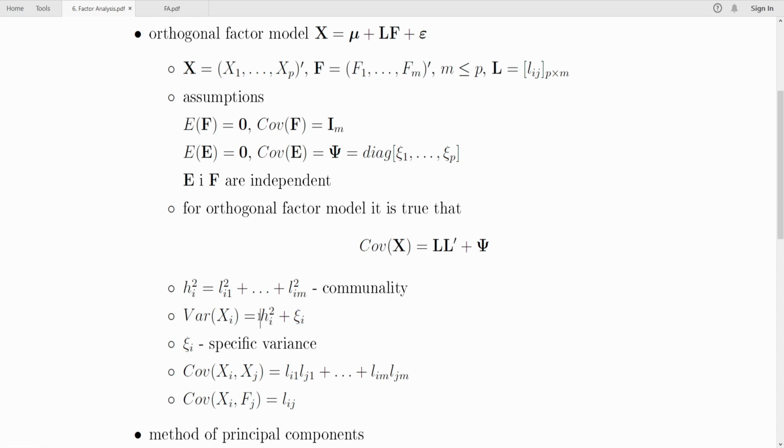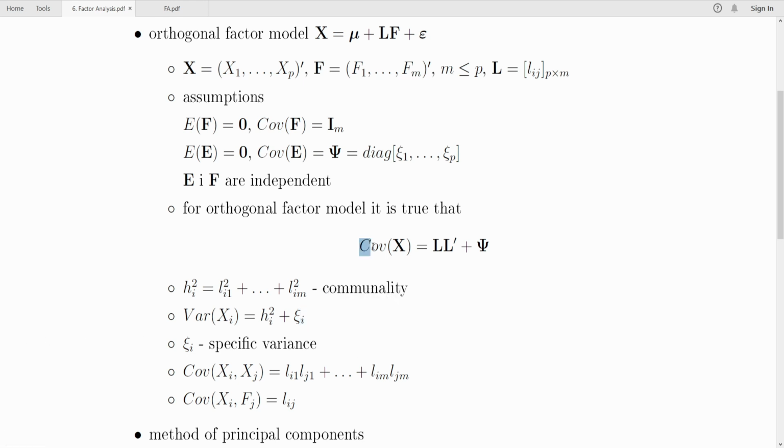So we can see that the variance is the sum of two things: the communality and the specific variance. The communality is the portion of the variance of the i-th variable contributed by those m factors, and the specific variance is the other portion, the portion that contributes to the specific factor i.